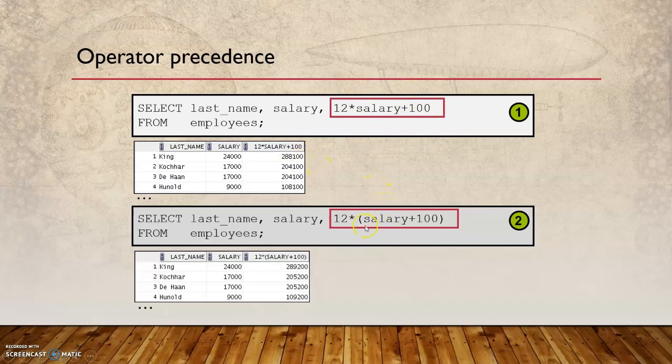Whereas if you put parentheses over it, then salary plus 100 is calculated first, and then 12 times. If you want your own precedence in place, you need to have appropriate parentheses. So you want the operation salary plus 100 to be done first, and then the multiplication by 12 happens. Whereas in the other case, it's 12 times salary first, and then comes the addition.